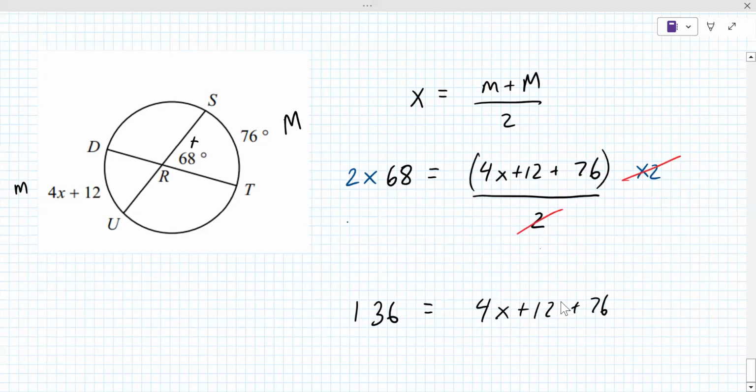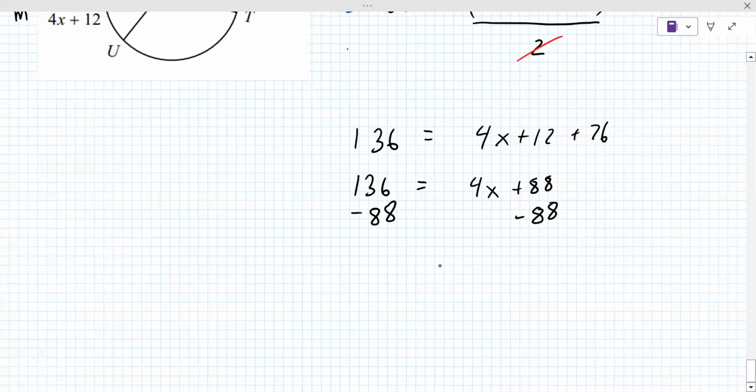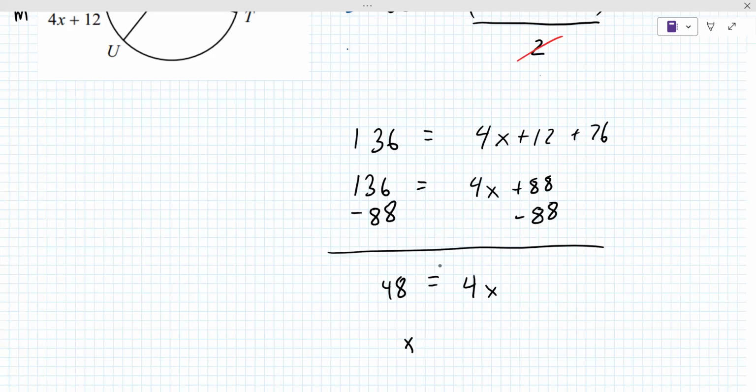On the right-hand side, you can combine like terms. So I would combine the 12 and the 76, which would give me 88. So it would be 136 equals 4X plus 88. Good. And I would just subtract 88 from both sides. Good. And then 136 minus 88 is 48. 48 equals 4X. And then I would divide both by 4. 48 divided by 4 is 12. So 12 equals X. Good.